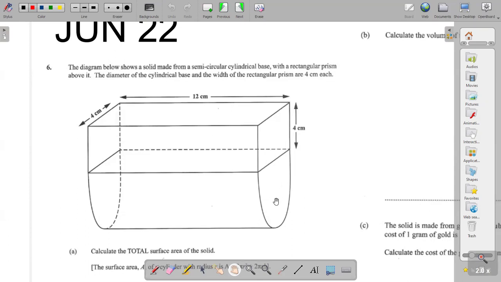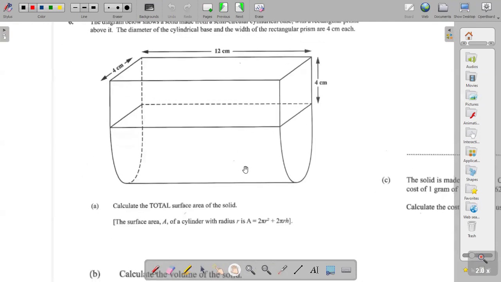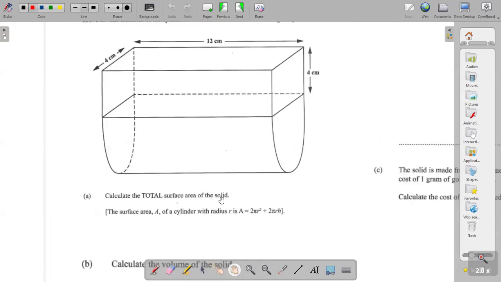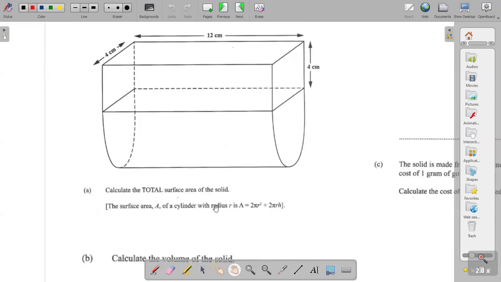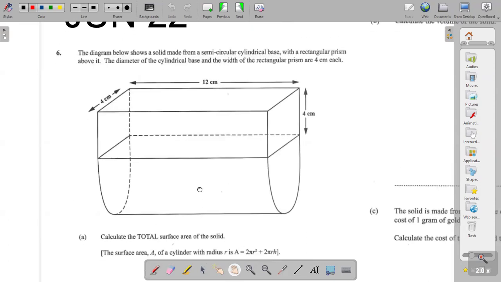Even though this does not look like a semicircle, it is a semicircle. So we know that if they were to break this up, we would get a rectangle and 2 semicircles on the side. Calculate the total surface area of the solid. Everybody see what's going on now? You see why it's important to understand the different shapes? The surface area of a cylinder of radius R is A equals 2 pi R squared plus 2 pi RH. Now, what do we realize about this? Is the base an entire cylinder or a semicircular cylinder?